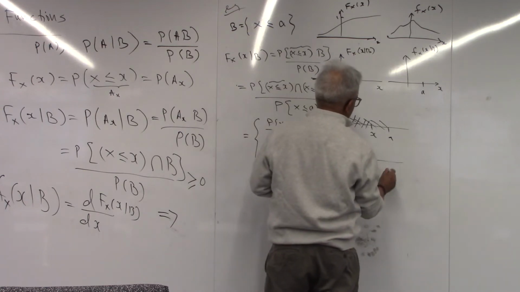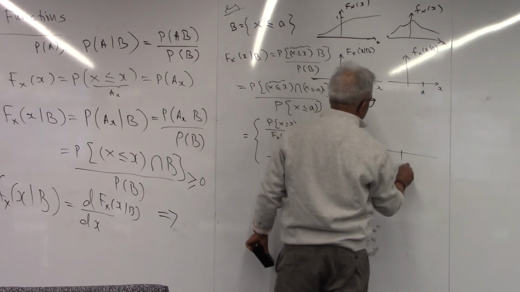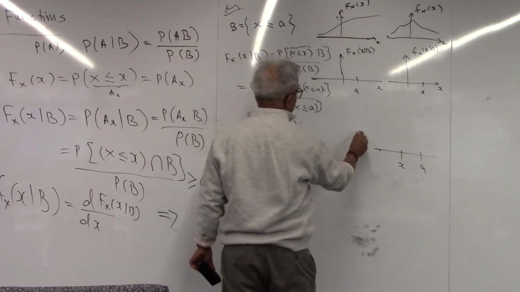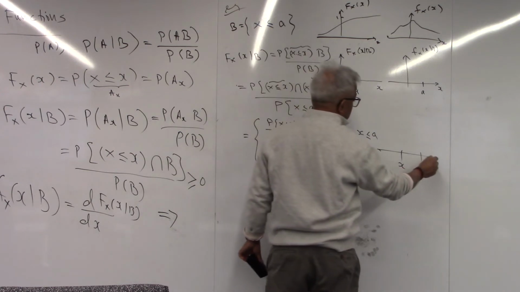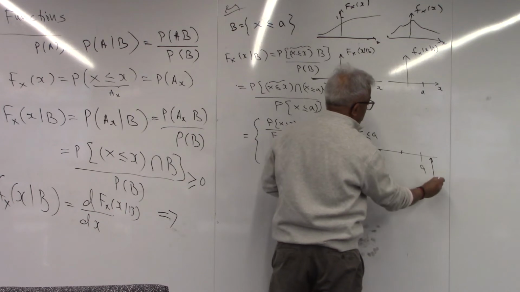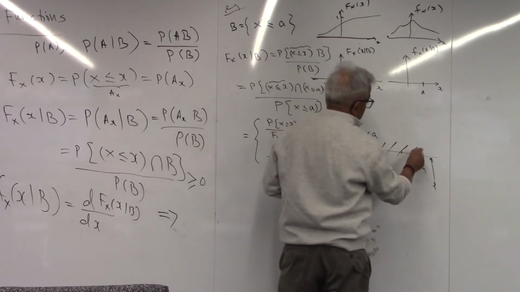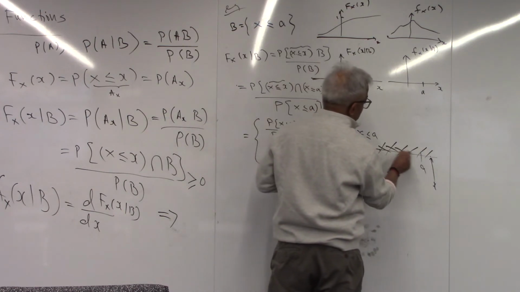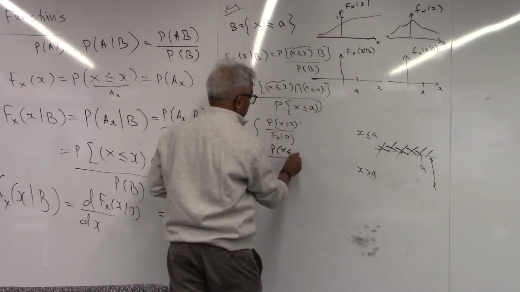So here, of course, the second case is: X is here, A is here. This is the case when X is less than or equal to A, and this is X greater than A. If X is greater than A, it means X is beyond this point here. So the numerator is X less than or equal to x, which is this up to here, and the second term is X less than or equal to A, up to here. So their intersection is X less than or equal to A.